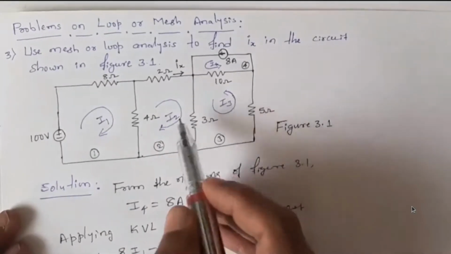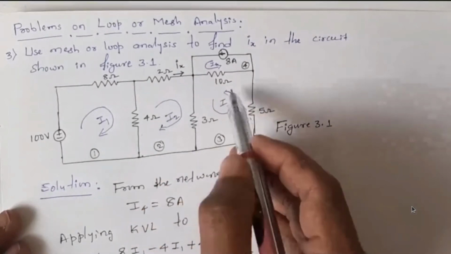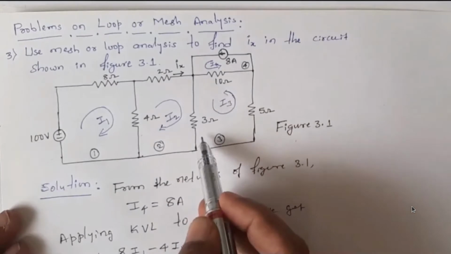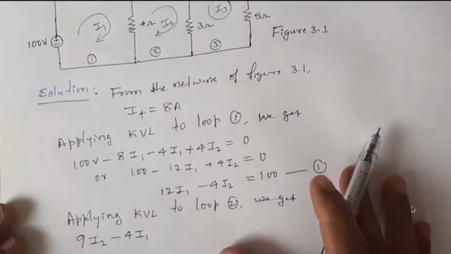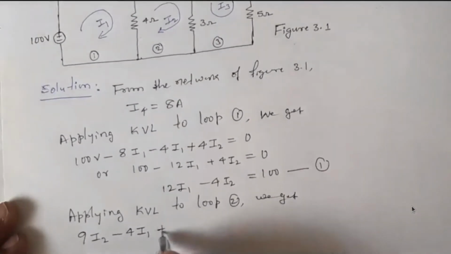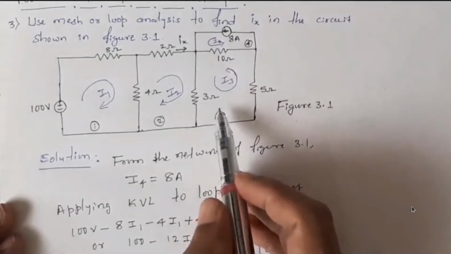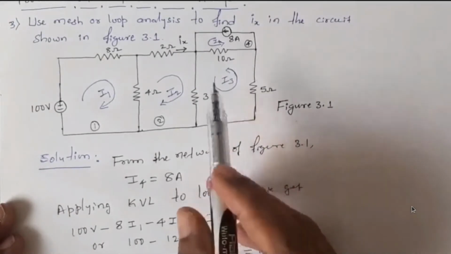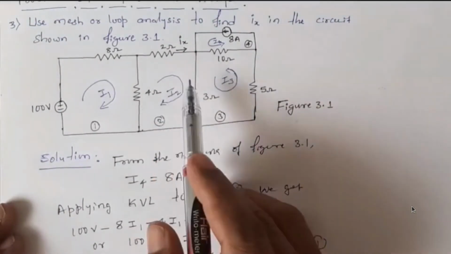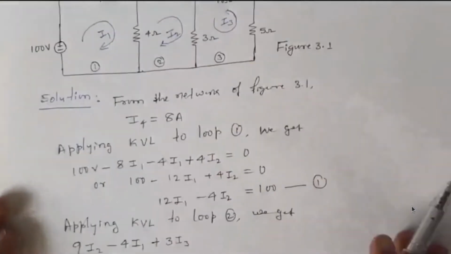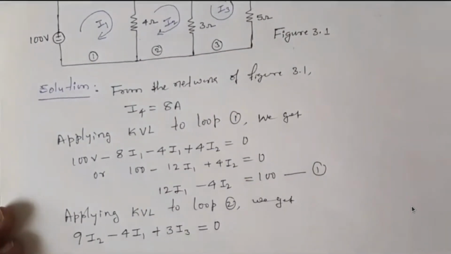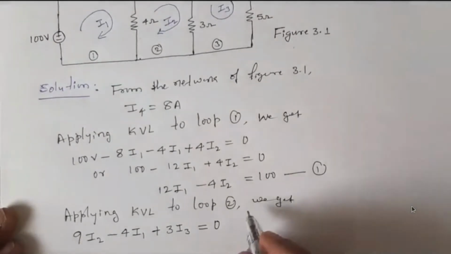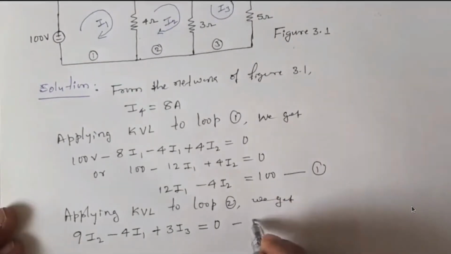Look at this, I2 and I3 both are in the same direction. Because of that, here I'll write plus 3I3. This current is I3. Okay, so in only one step you can apply a KVL. And this is equal to, because no sources are there, 0. I call this equation number 2.